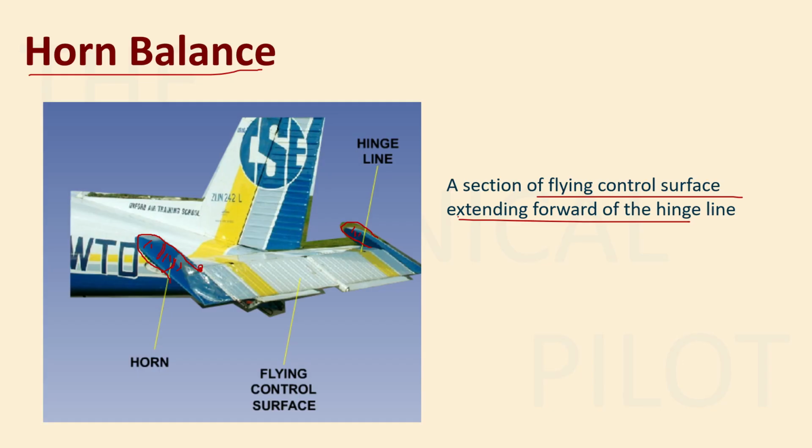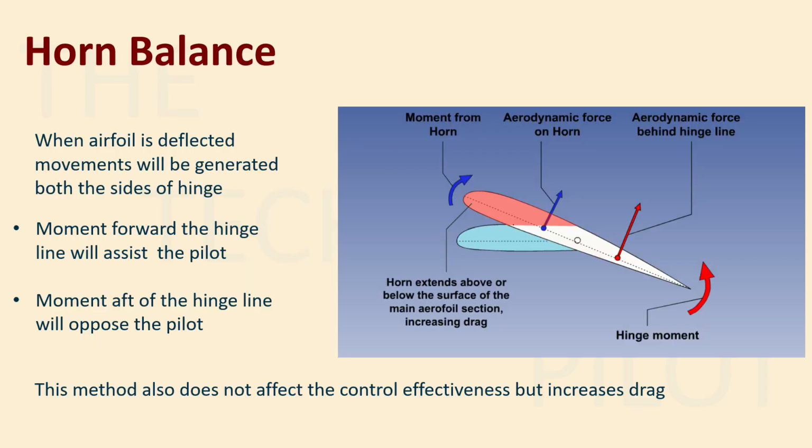So the hinge will be somewhere here, right? This is from where the elevator is moving. So this is the hinge line, and these surfaces are ahead of the hinge line. All right. So in this diagram, you can see that this portion is your horizontal stabilizer. This is your hinge.